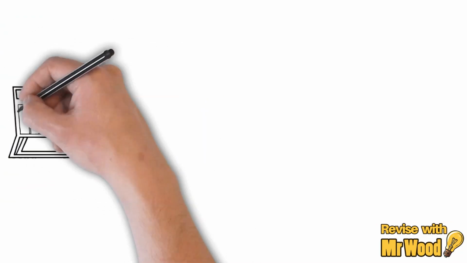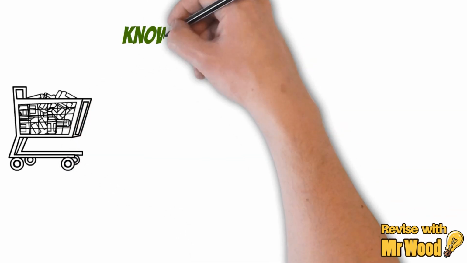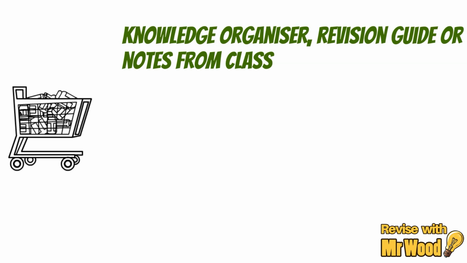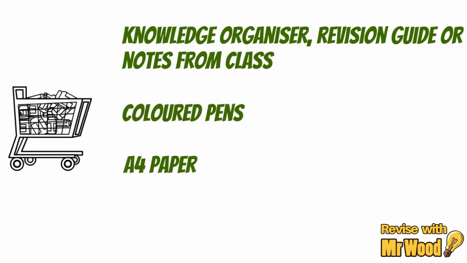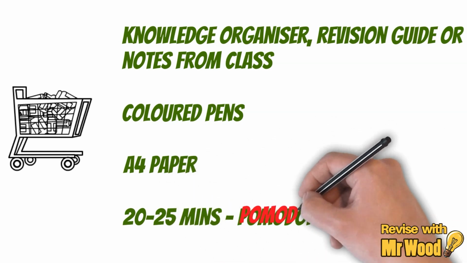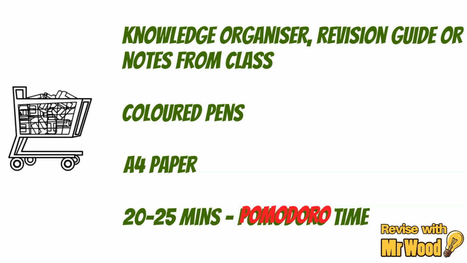Now let's talk about what you need. This is a great technique that requires only a revision resource such as a knowledge organizer, your notes from class or a revision guide, and a couple of coloured pens and some A4 paper. Creating a mind map should only take about 20 to 25 minutes, so it's a good activity for a Pomodoro. Be sure to check out that video if you haven't already.